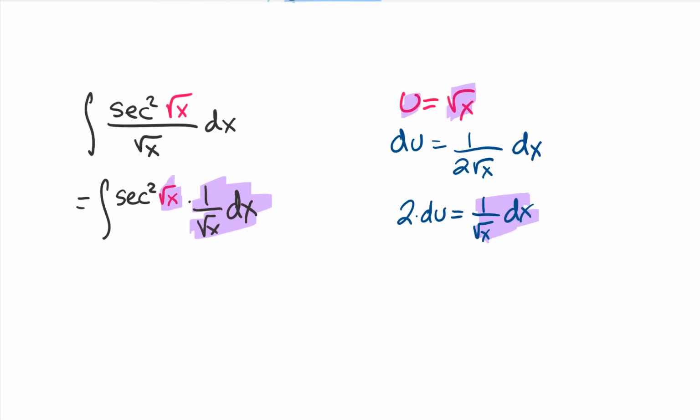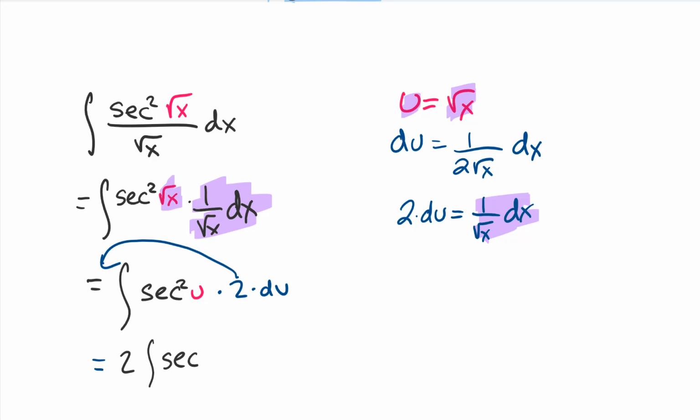We got this. So let's start substituting in. We're like secant squared of, and instead of writing in the square root of x, we're going to write in u. All right, get that u in there. Now, instead of writing in 1 over the square root of x dx, we're going to write in 2 times du. So I'll write it in kind of weird, 2 du. But the 2 goes over here. We don't want that hanging out there, so let's not write it. 2 times the integral of secant squared of u du.